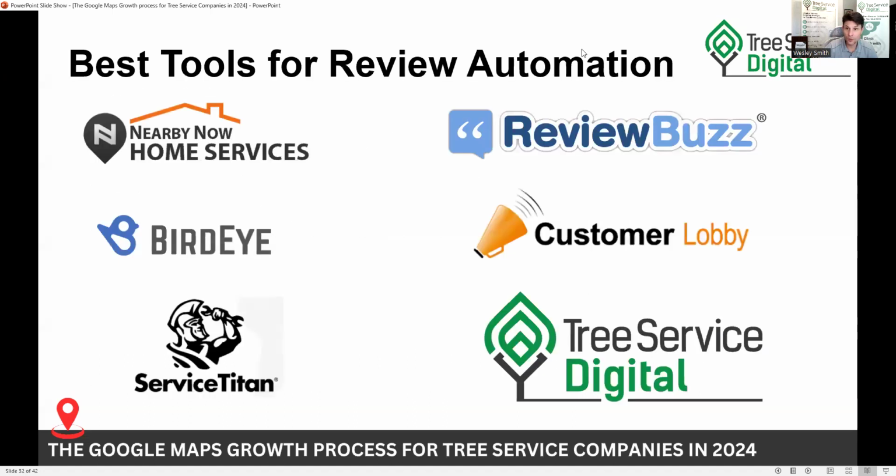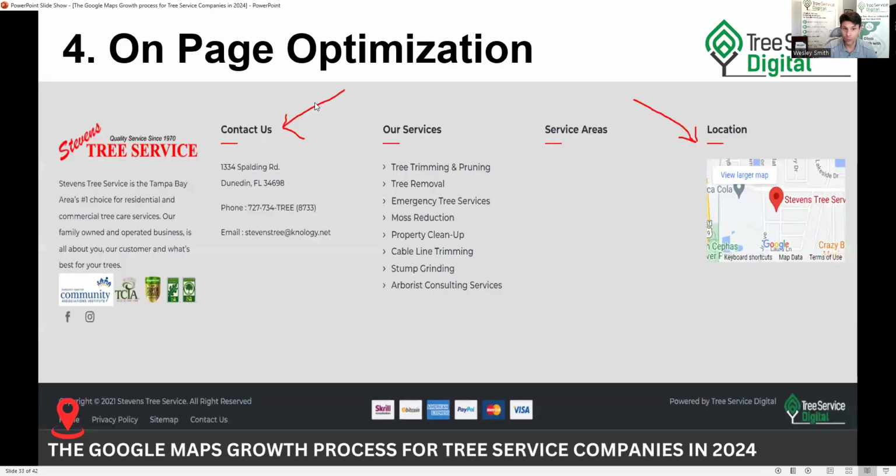So the best tools for review automation. If you want to use a tool to get those, of course here at Tree Service Digital, we have one we configure and give to every client. It's a text and email methodology, and it really helps get those reviews. But there's Nearby Now, there's Review Buzz, there's Nice Job, there's Bird Eye, Customer Lobby, Service Titan. There's a bunch of different ones, but they all work really well as long as you use them.